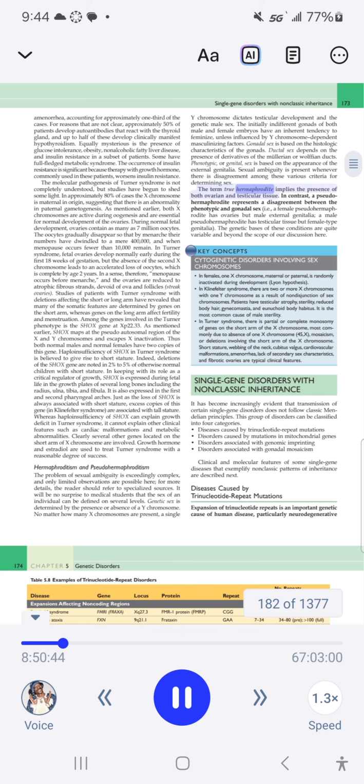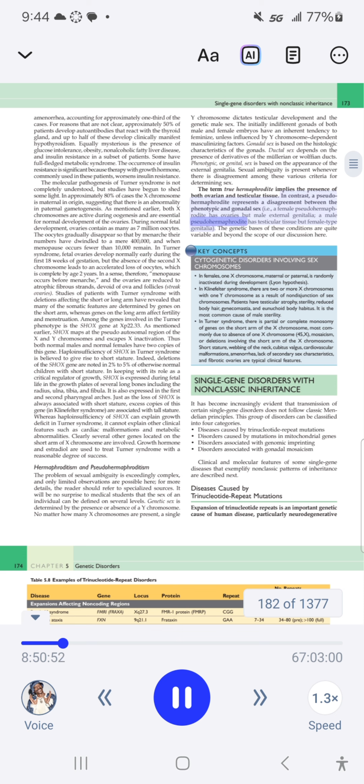The term true hermaphrodite implies the presence of both ovarian and testicular tissue. In contrast, a pseudohermaphrodite represents a disagreement between the phenotypic and gonadal sex, i.e., a female pseudohermaphrodite has ovaries but male external genitalia.